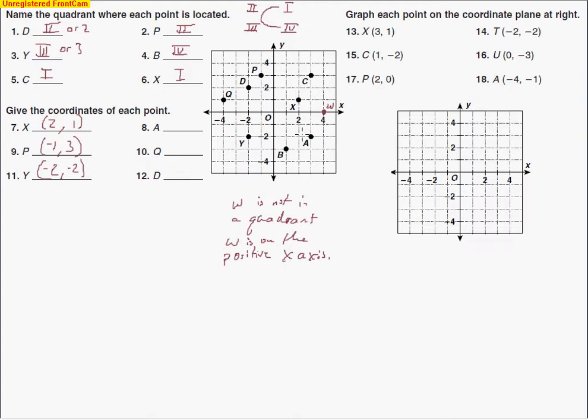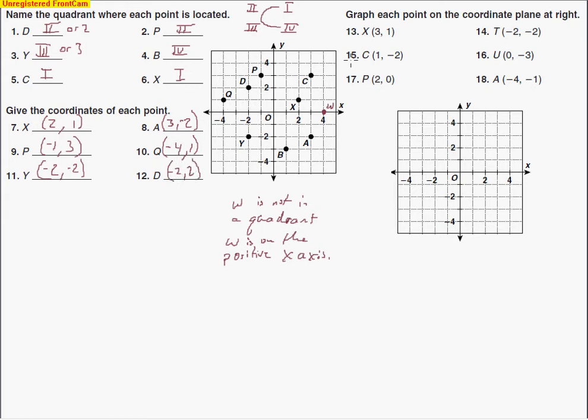A is over here, so 1, 2, 3 spaces to the right, so it's a 3, and then it is down 1, 2, so negative 2. Got the parenthesis in the wrong spot there. So 3, negative 2. Q's over here, it's 4 spaces to the left, so negative 4, but 1 space up, so positive 1. D is right here, negative 2, and then 2 spaces up.